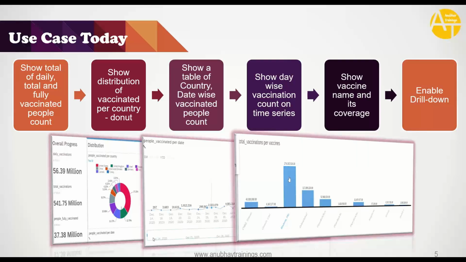For example, we will show how the distribution of vaccines per country is happening. We will show a table of countries with date-wise vaccinations along with the brand name. We will show day-wise vaccination count in a time series chart. And finally, we will look at how each vaccine is doing in its brand. So which brand of vaccine is being injected the most? We will look at that, a comparative analysis of all the vaccine brands. Finally, we will also enable a drill down capability, which is so-called linked analysis, into the system.